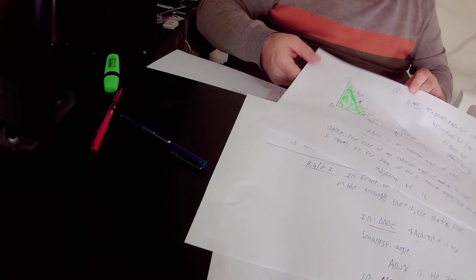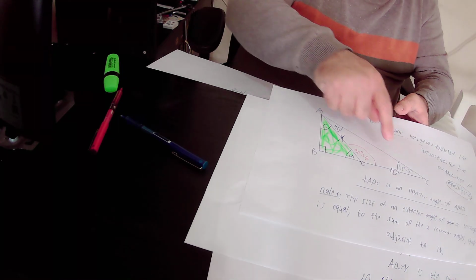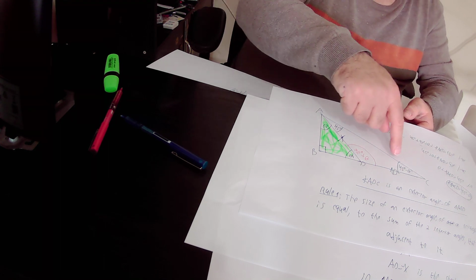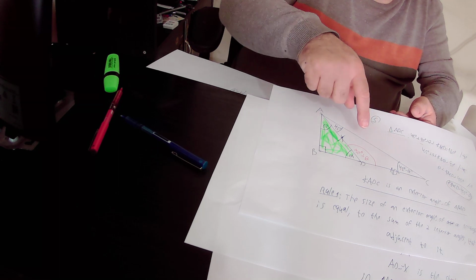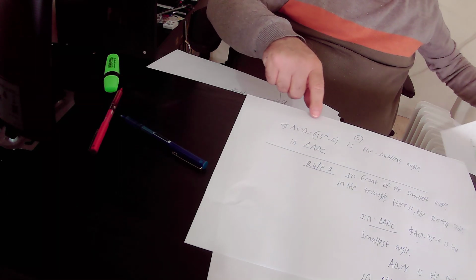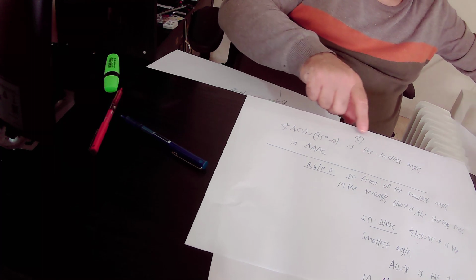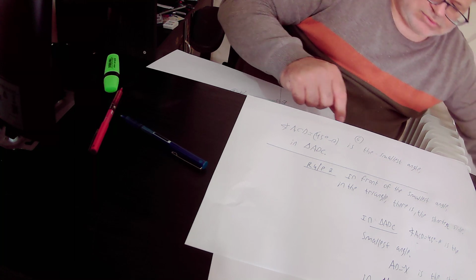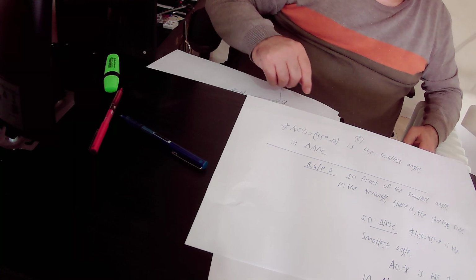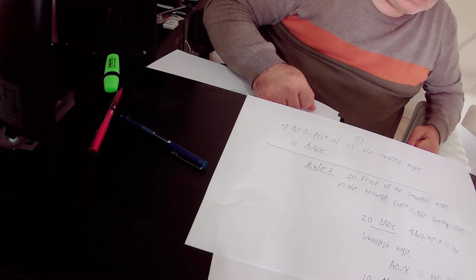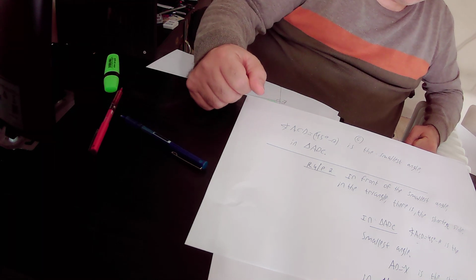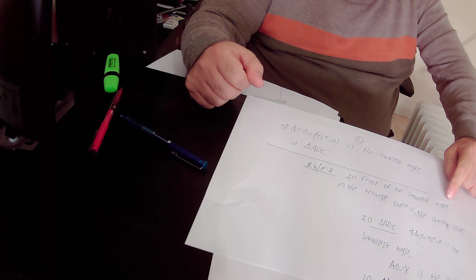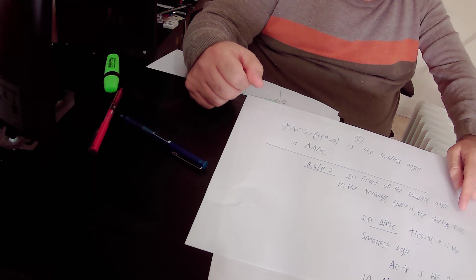Therefore, you can see that in this triangle, this angle is the smallest angle. Angle ACD, which is equal to 45 degrees minus theta, is the smallest angle in triangle ADC. And we have rule number two. According to rule number two, in front of the smallest angle in the triangle, there is the shortest side.